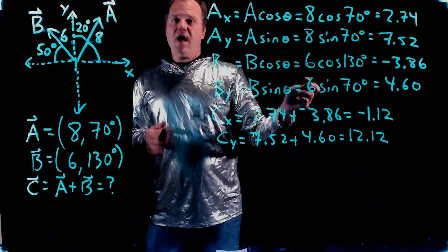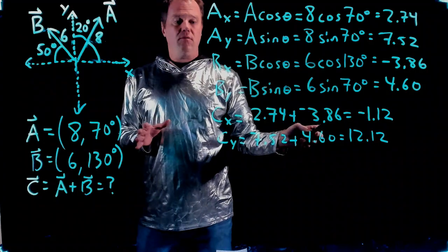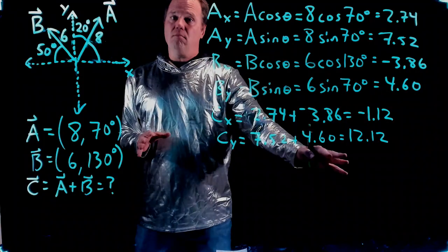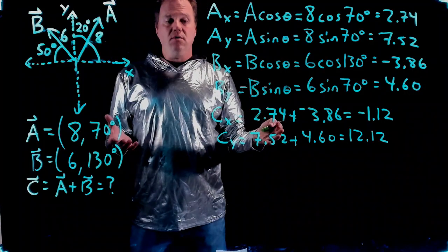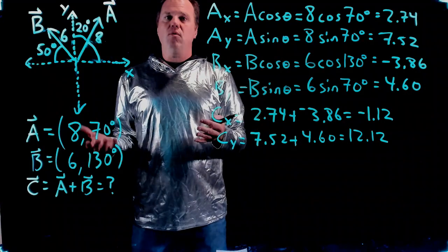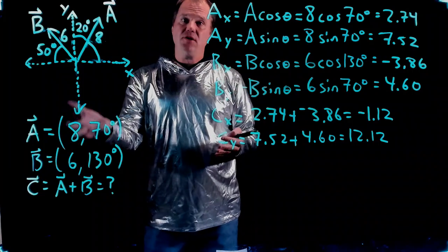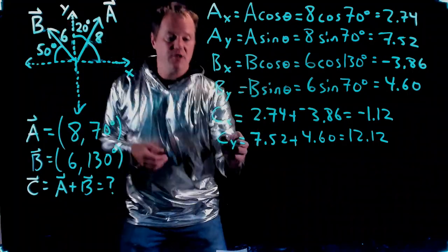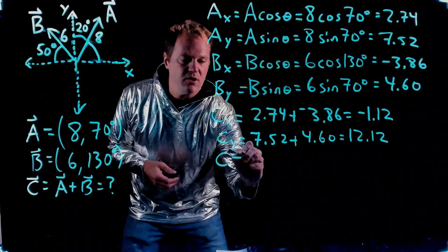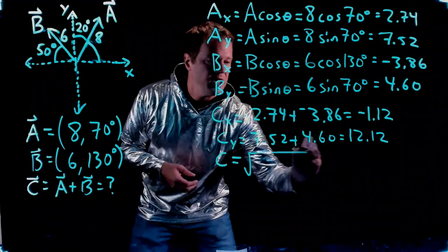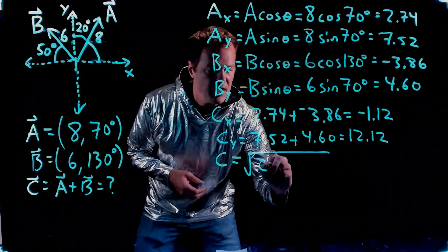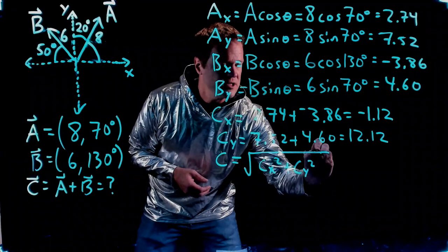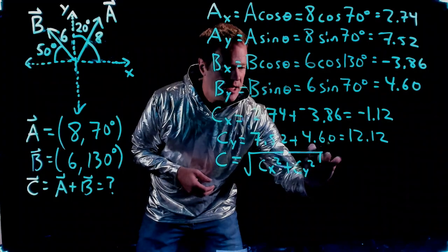Okay, so I'm basically done. I have calculated the vector sum of A and B in terms of x and y components. Sometimes we want another way to report it, which is back to a magnitude and direction, which is how our original vectors were reported. So I'm going to go ahead and do that. So C, meaning the magnitude of C, is just the square root of the sum of the squares of the x and y components.